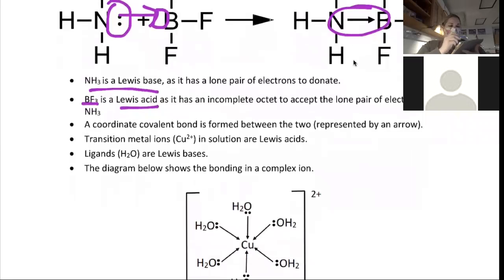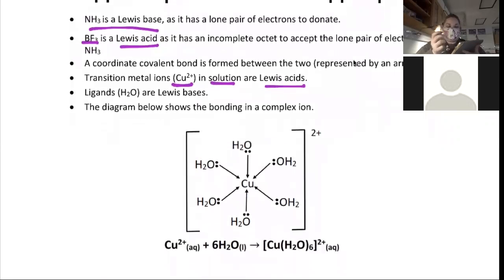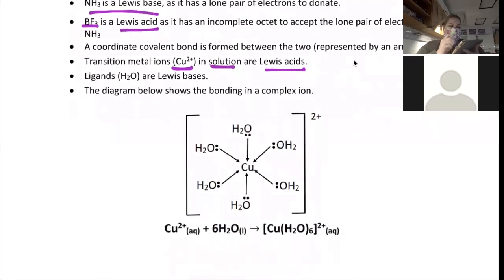Other common things that we've seen in the past: transition metal ions in solution are Lewis acids. This relates back to the whole complex ion ligand thing that I was mentioning. When you have complex ions with ligands, the transition metal is considered a Lewis acid, and the ligands are always Lewis bases. The most common ligand was always water. There were other things that we talked about, and if you look at that video that I mentioned, the table gives you a few more examples other than water.